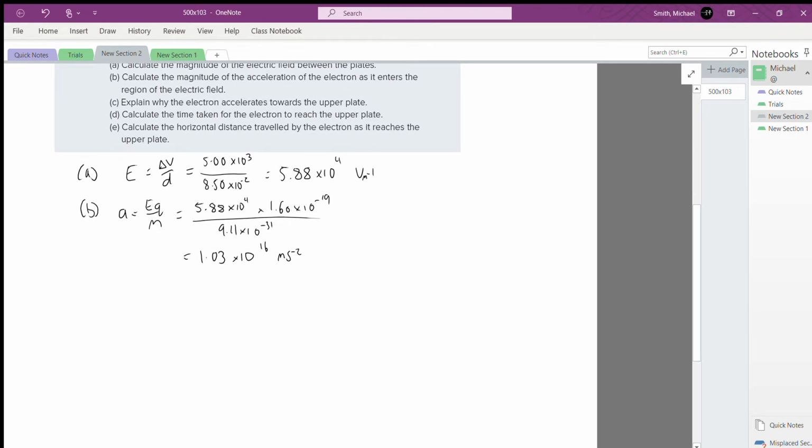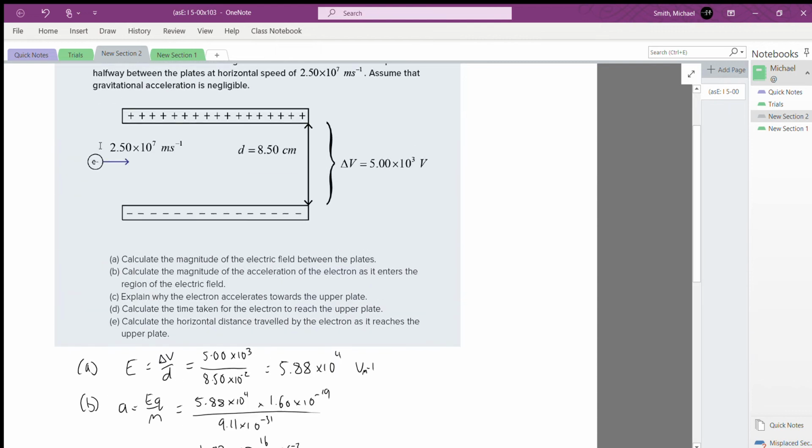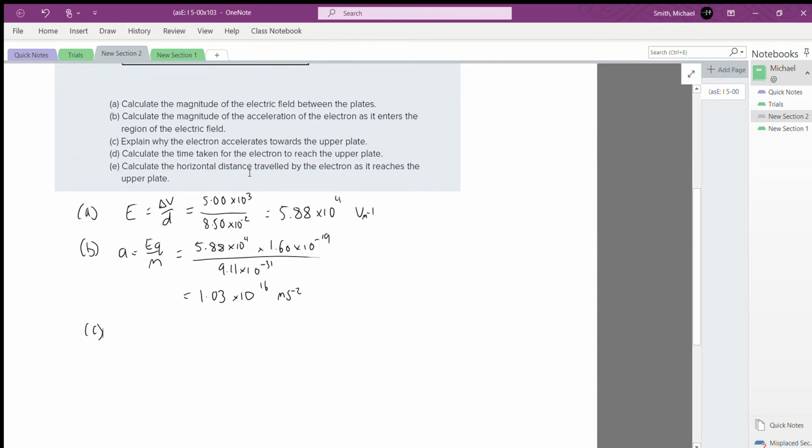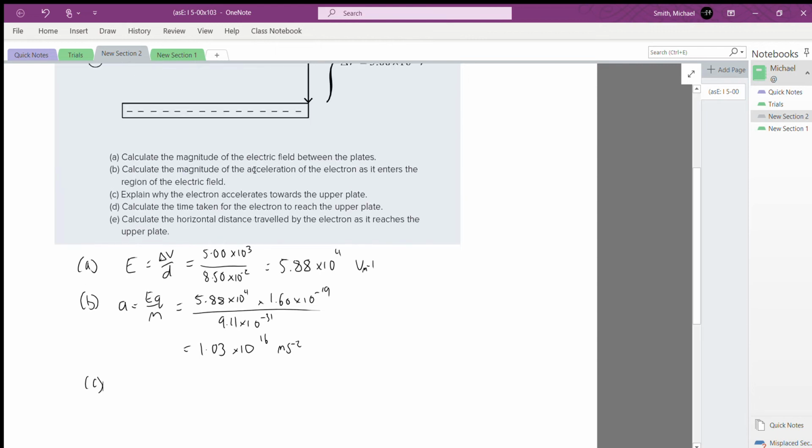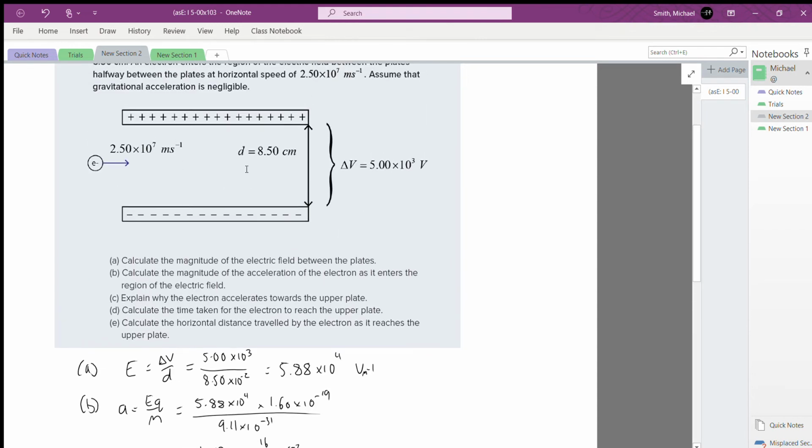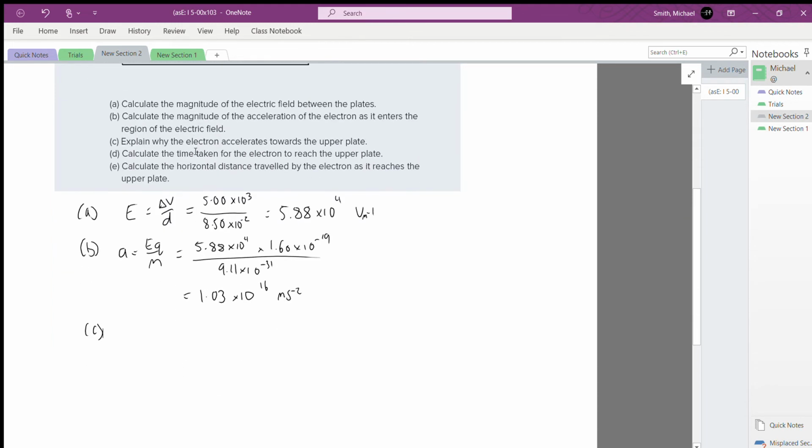Part C, why does the electron accelerate towards the upper plate? Well, there's two ways we can think about this. First, we understand that the electron is negatively charged and the upper plate is positively charged, so it's going to be attracted to that due to the charge. Or we can think about it in terms of the forces due to the electric field. So here, the electron experiences a force because of the electric field between the plates, and that force is directed vertically upwards towards the positive plate.